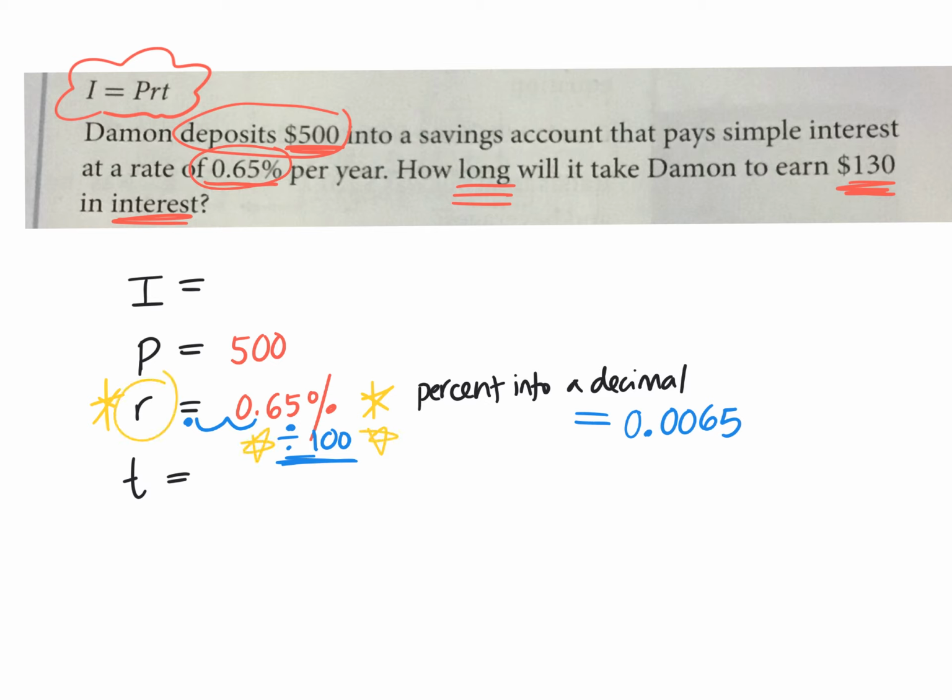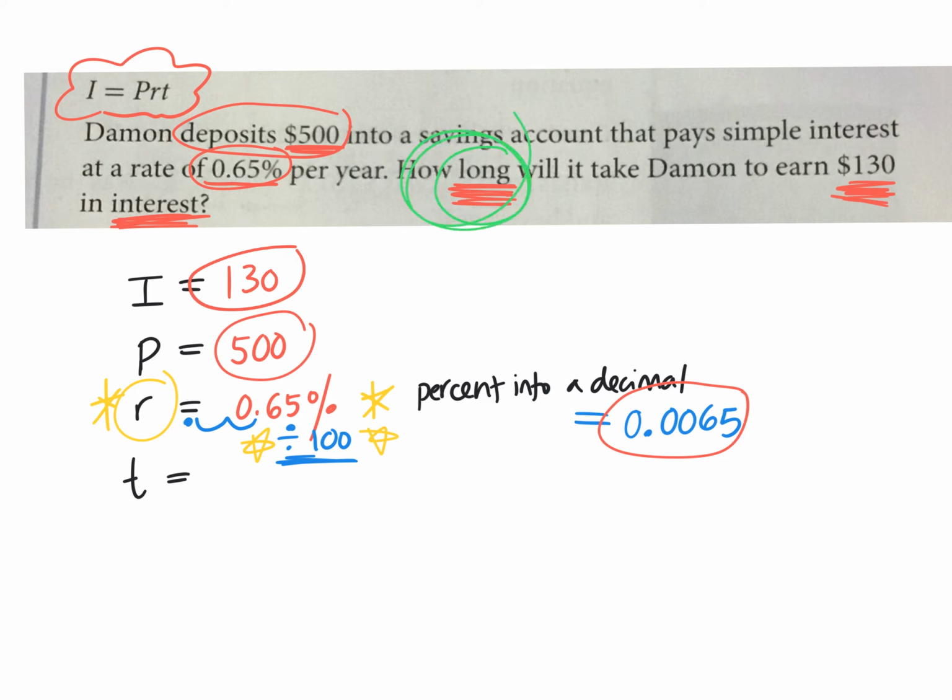Please remember that. Okay, so I have my principal amount. I have my rate. It says, how long will it take Damon to earn $130 in interest? Is the $130 for I or is it for T? I, because that's what he's earned. We know what he's earned in interest, but we have to figure out what.